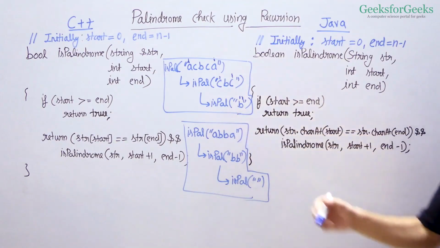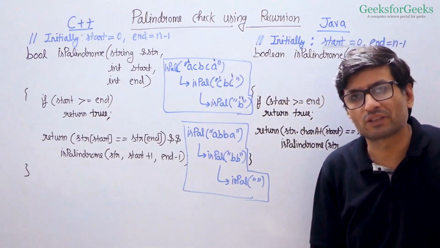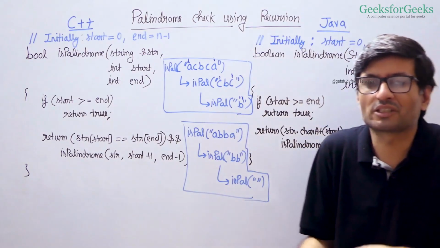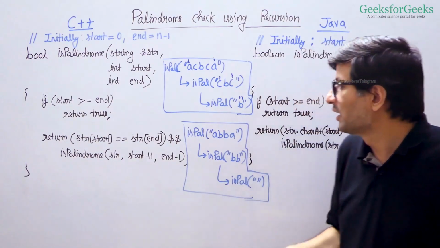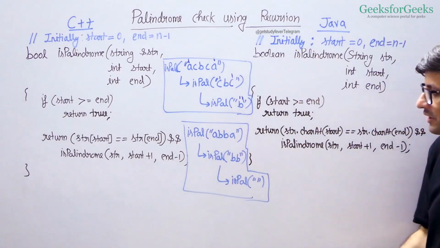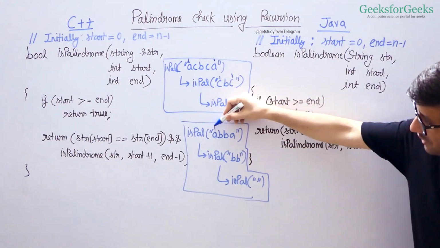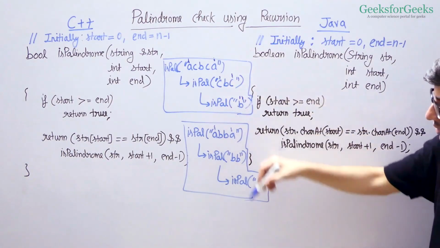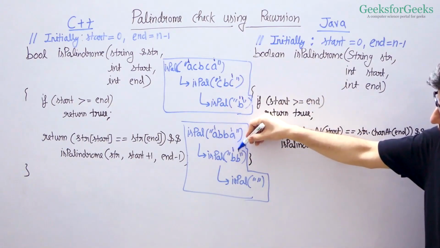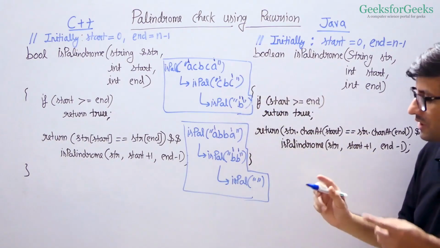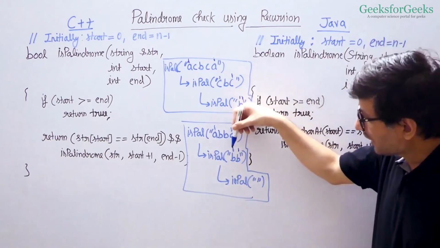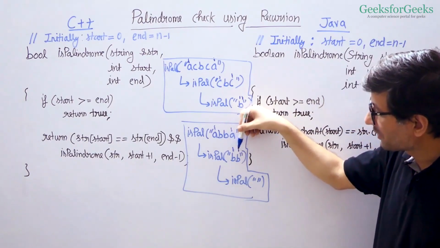So when they are same, it means we have only one character left in the string, and one character means it's a palindrome, so we return true. Now let's see the even length string. Start is here initially, end is here. They're matching. So start is here and end is here. They are also matching. Now start and end cross each other. Start was here and end was here.